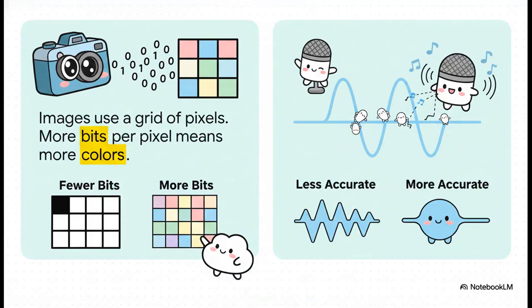Now, this is where it gets really interesting when we talk about things that aren't text. For pictures, we basically create a giant grid of tiny dots, or pixels, and we assign a binary code for the color of each and every one. The more bits we use for each pixel, the more colors we can display.